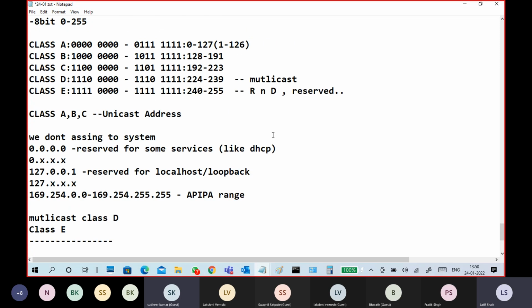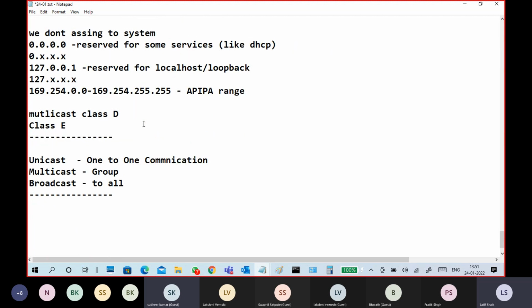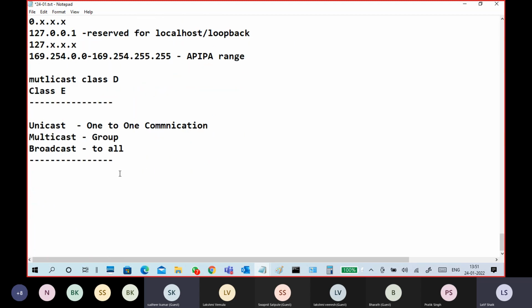Okay, so these are the ranges, guys. Always remember the range. Whatever it may be, the important thing to remember when it comes to IP addresses is the classes. There are 5 classes: class A, class B, class C, class D.